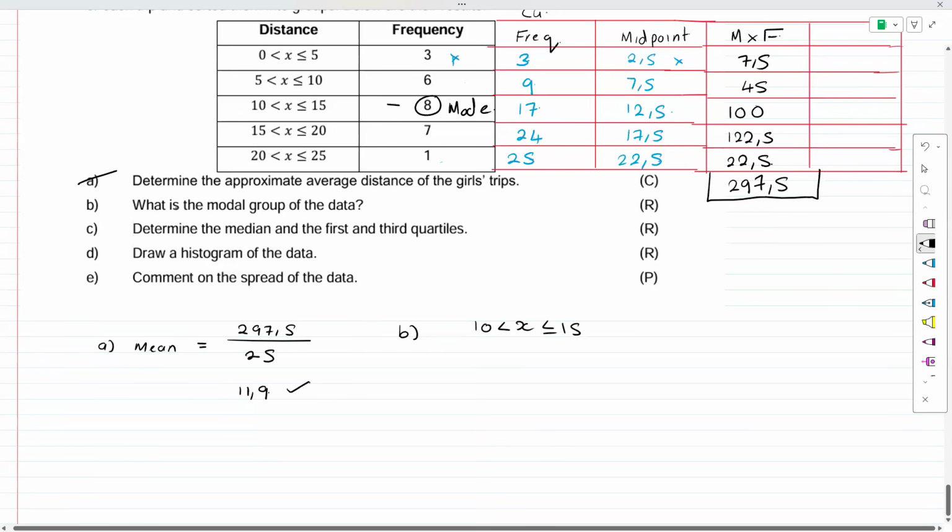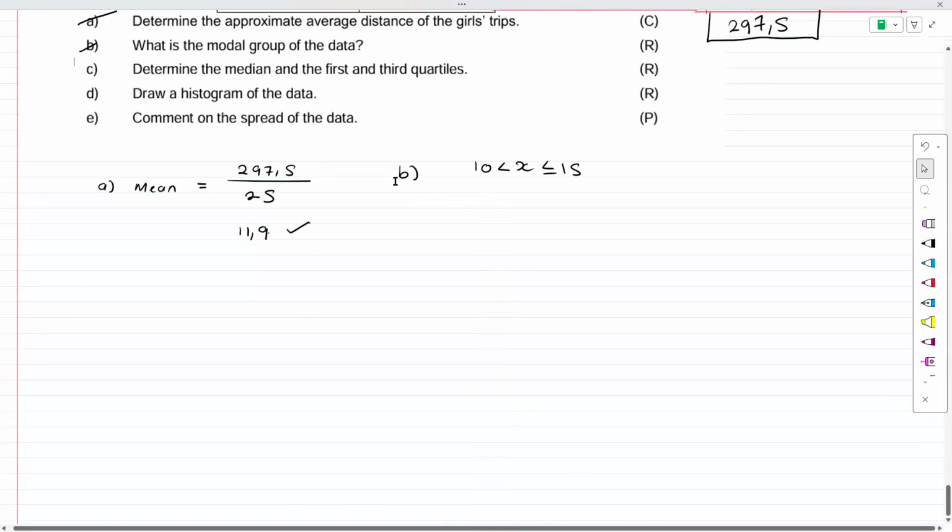The next one is determine the median, first quartile, and the last one. Realistically, they would not ask you for the interquartile range for this one. The reason I left it out was it's more of a grade 11 question. I did do it actually, and I think it's quite simple if you have an ogive curve. But in grade 10, you guys don't deal with ogive curves.